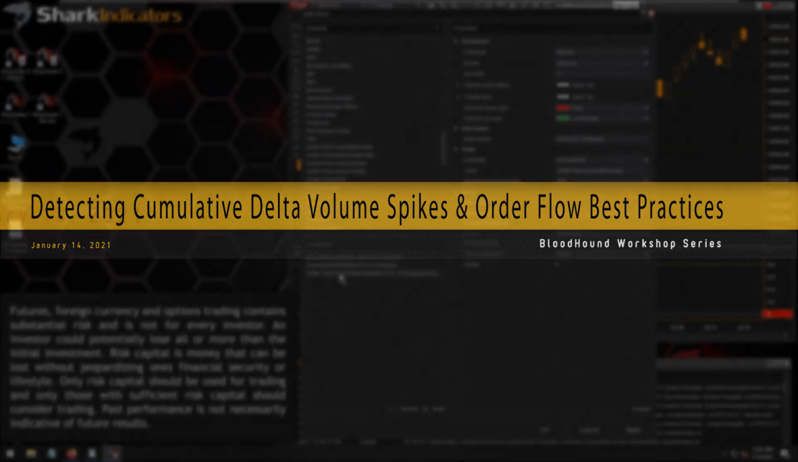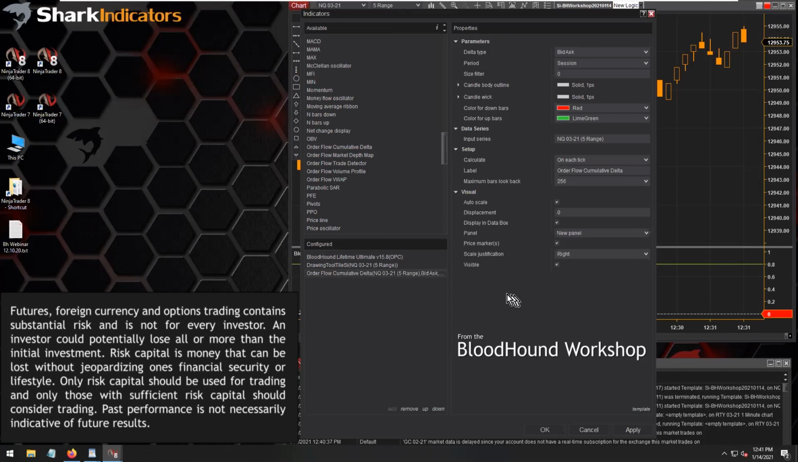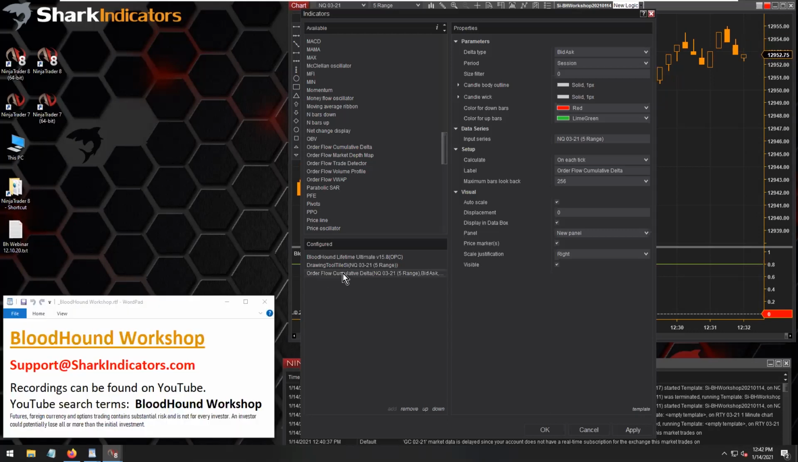Yeah, so this next question is about working with the cumulative delta. Now, something that's very critical to point out about this question is when you put the cumulative delta on your chart, you'll notice the calculate is set to on each tick. So basically, the safest rule to go with is that all order flow indicators have to run with calculate on each tick.